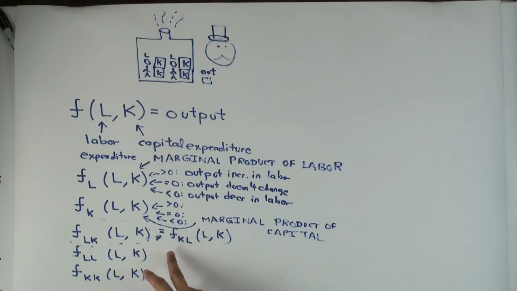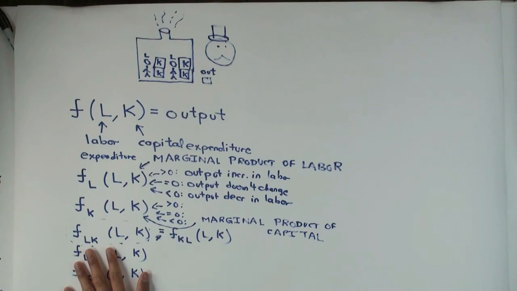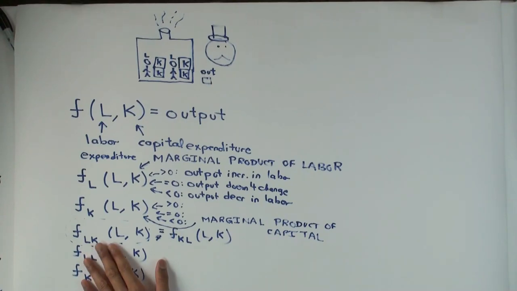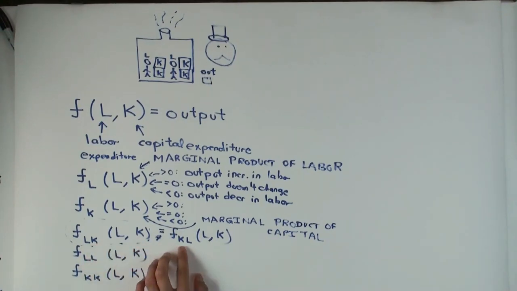Equal at the same point? Yeah, they're equal as functions. So if you plug in the same inputs, they'll give you the same output. Maybe it's intuitive, but only if you have the right intuition. It's not naturally so intuitive. It's saying that the way in which capital affects the rate of change of the marginal product of labor is the same as the rate of change of the marginal product of capital with respect to labor. It's not intuitive to me.